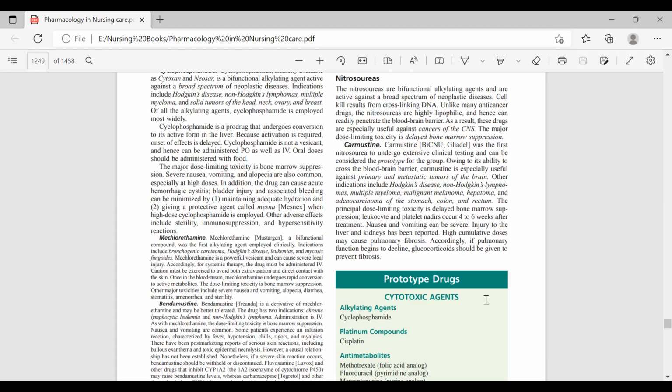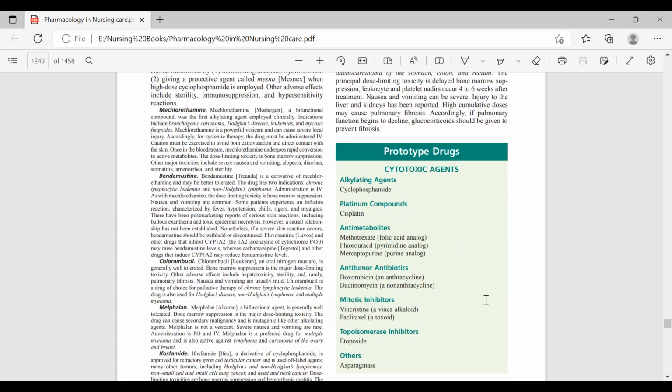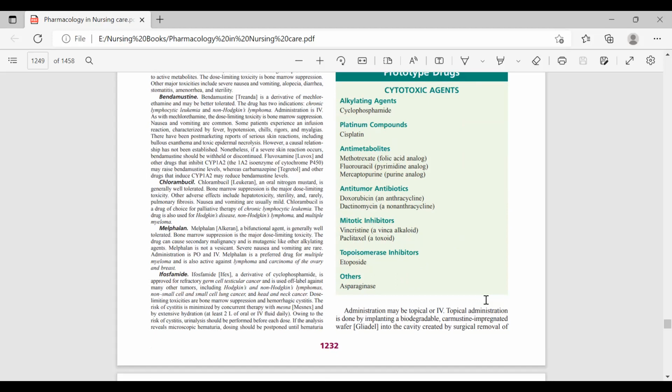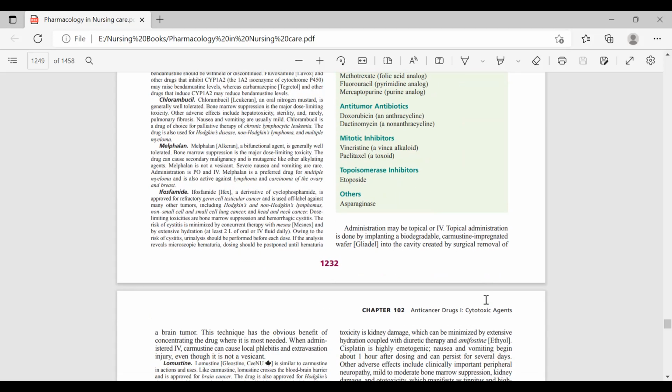The dose limiting toxicity is bone marrow suppression, of leukocytes and platelets. The nadir occurs 4 to 6 weeks after treatment. Nausea and vomiting can be severe. Injury of the liver and kidneys has been reported. High cumulative dose may cause pulmonary fibrosis. Accordingly, if pulmonary function begins to decline, glucocorticoid should be given to prevent fibrosis. Most importantly, the glucocorticoid used to prevent pulmonary fibrosis is dexamethasone IV and sometimes methylprednisolone.